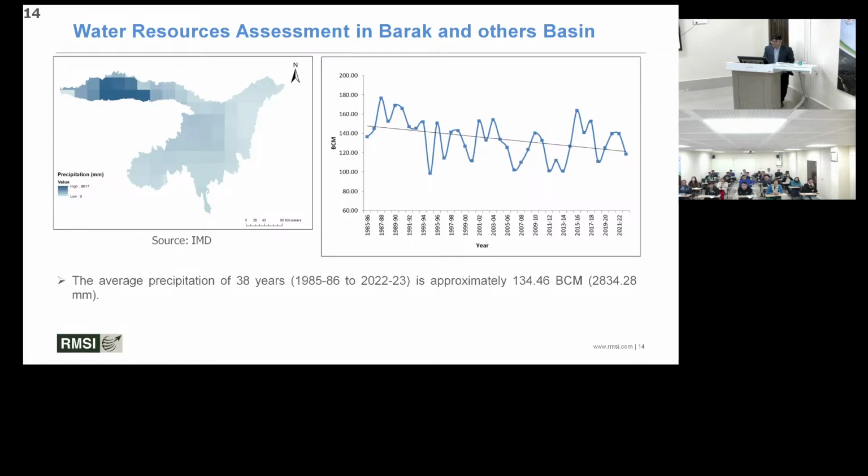So for the average precipitation, like the first cell of this Excel file, they have considered the annual rainfall. You can see the range from 0 to 9,000 mm. Then you can take the average for your basin and put that in Excel. Then I have converted it to the estimated precipitation volume using the formula. This is coming around 134 BCM, using the annual rainfall of 2,800 mm in the Barak Basin.